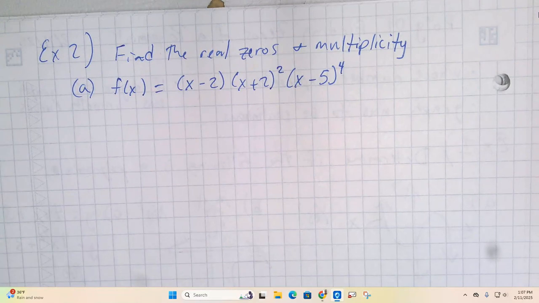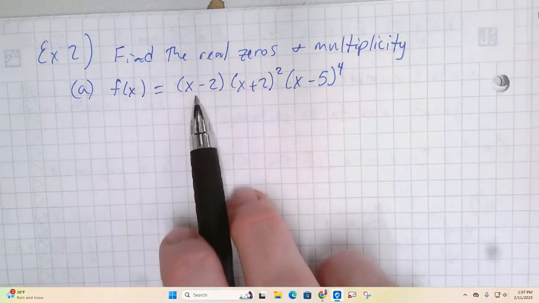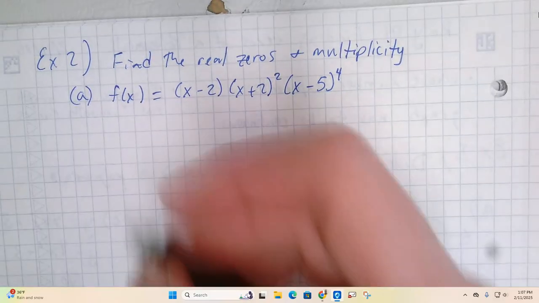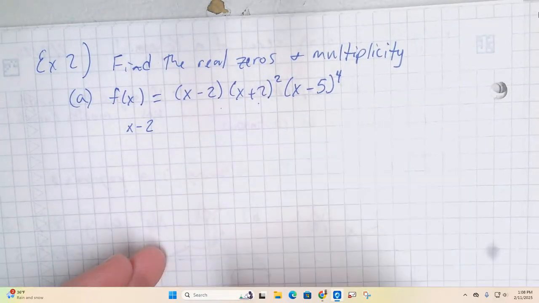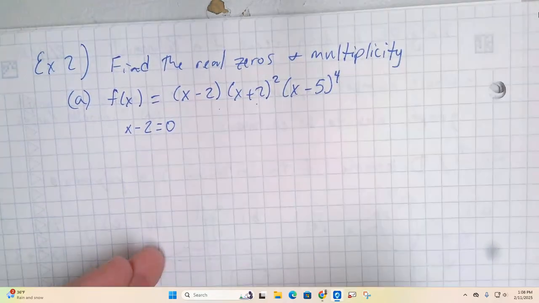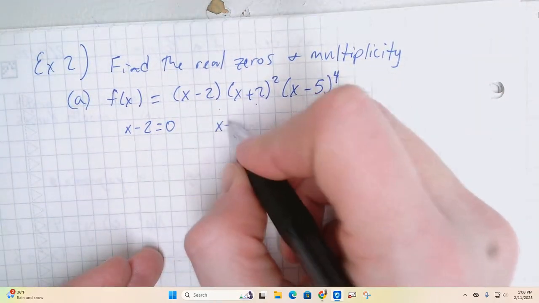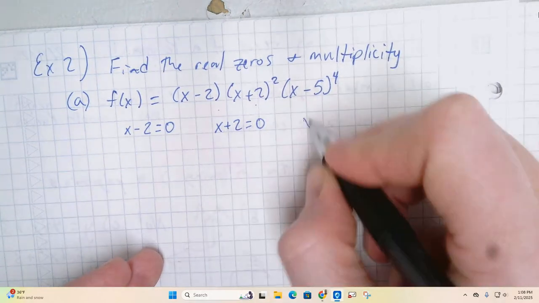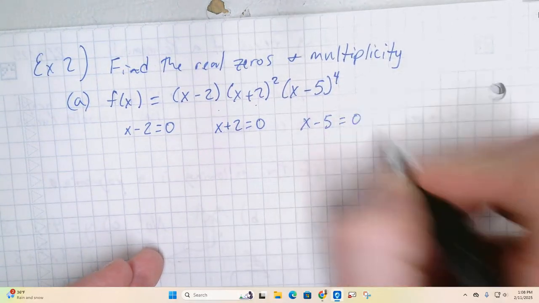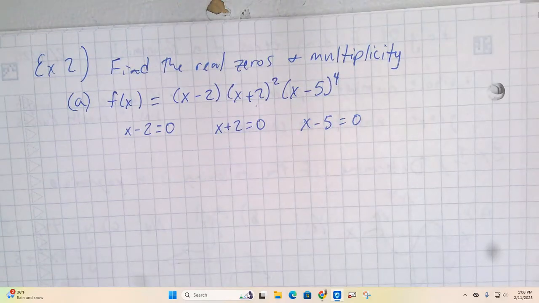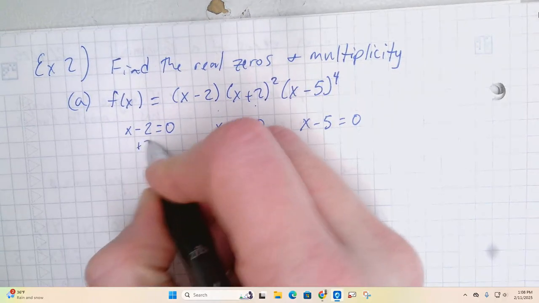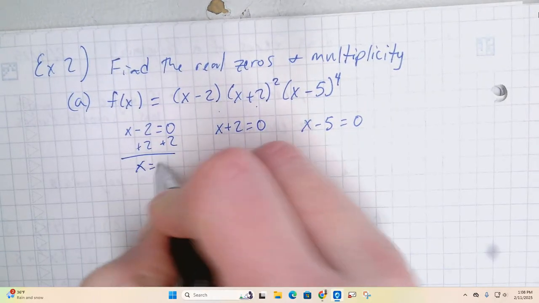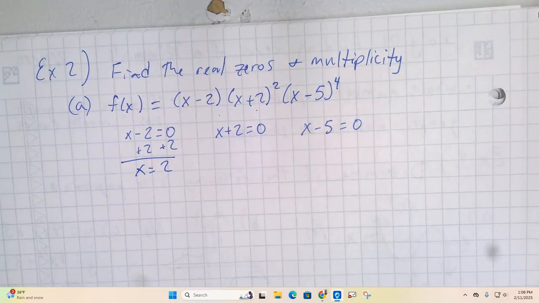If we're looking at the multiplicities of each one of these solutions, let's just rewind a little bit here. To get a solution, you would set each one of these parentheses equal to 0. So there's my x minus 2, there's my x plus 2 set equal to 0, and there's my x minus 5 equal to 0. Now, if we want the solution, you just solve for x. So on the first one, you would do plus 2 to get x equals a positive 2.